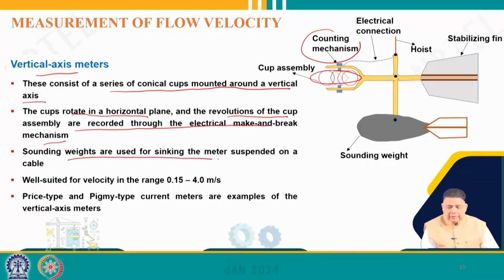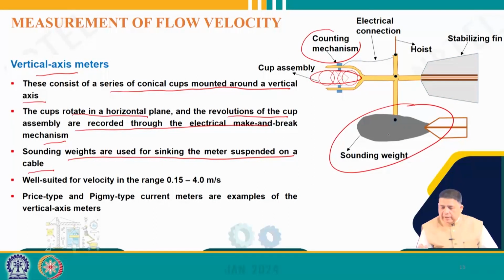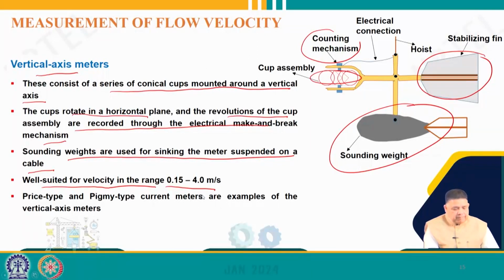Sounding weights are used for sinking the meter suspended on a cable. So, as you see, this sounding weight is lowered for sinking this current meter, and also to keep it stable vertically, and in order to keep it stable horizontally, there is a stabilizing fin on the other side. Such current meters are well suited for velocity in the range of 0.15 to 4 meter per second, and Price type and Pygmy type current meters are examples of the vertical axis current meter. That means they have these conical cups mounted around a vertical axis.